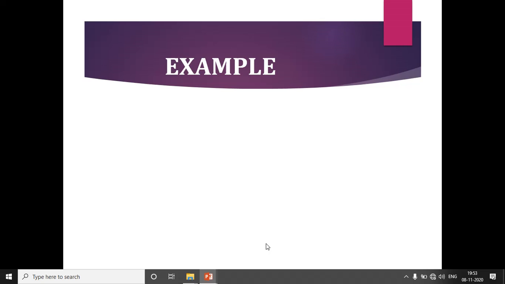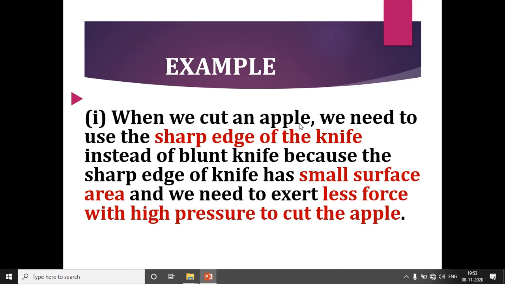Now we can see an example. When we cut an apple, we need to use the sharp edge of the knife. We use the sharp edge of the knife to cut an apple instead of a blunt knife. Why? Because if the surface area is decreased, pressure will be increased. The sharp edge of the knife has a small surface area, and we need to exert less force with high pressure to cut the apple.